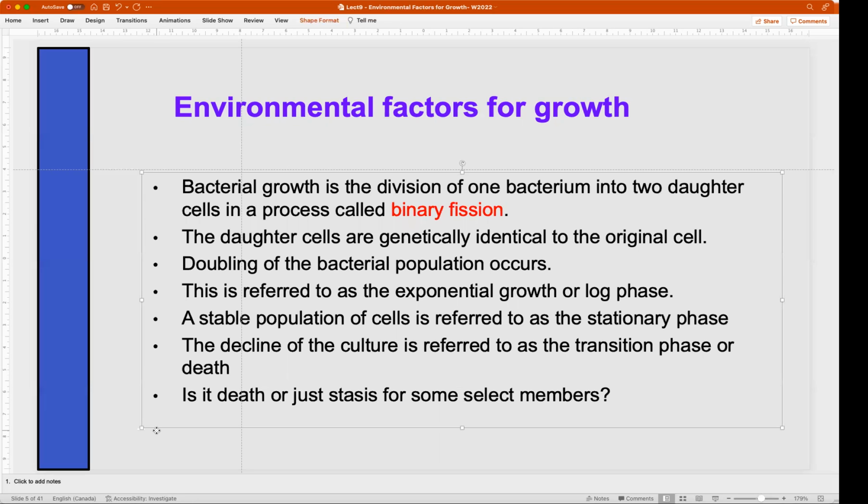Is it death or just stasis for some select members? This is a question of active research. People actively look to figure out, is this cell really dead? It might be static, it might look dead, might not have any metabolic activity, but if you take some of these dead cells into fresh media, boom, they start growing again. So it's a question for some researchers to figure out, is it really dead or is it not quite dead yet?